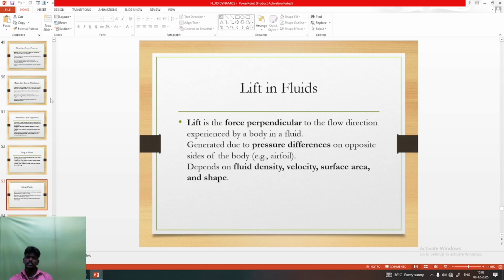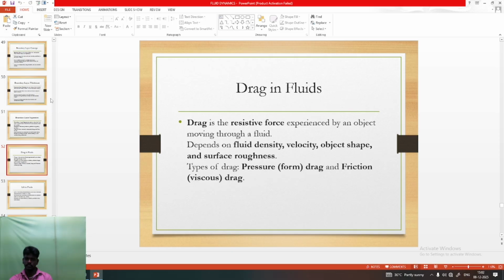Next, lift in fluids. We know about drag, and I have explained it. Drag is equal to half rho v squared, which is the dynamic pressure, into the reference area and the coefficient of drag. That is the drag formula. Then we move to the next slide.